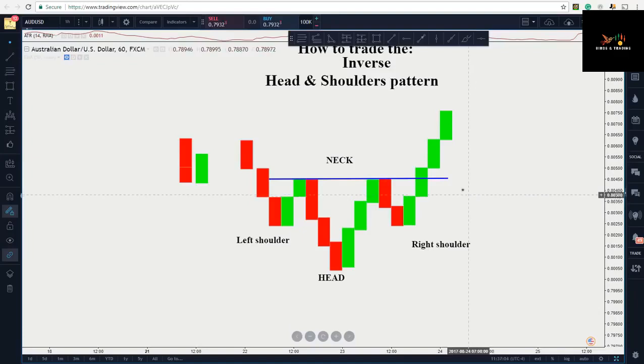There's also a couple of other ways. In this case, your entry would be at the close of the breakout candle, which would be right there.